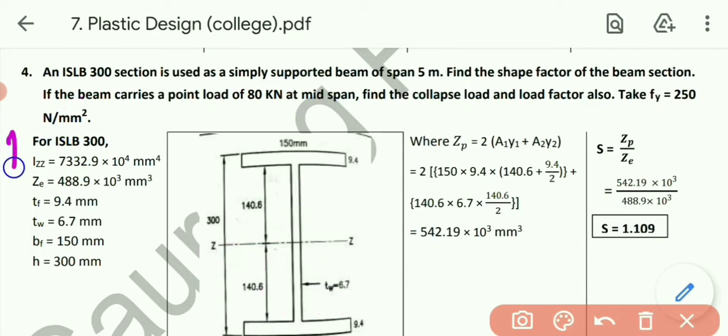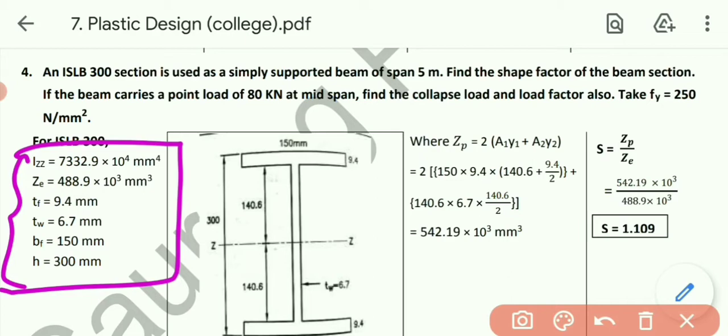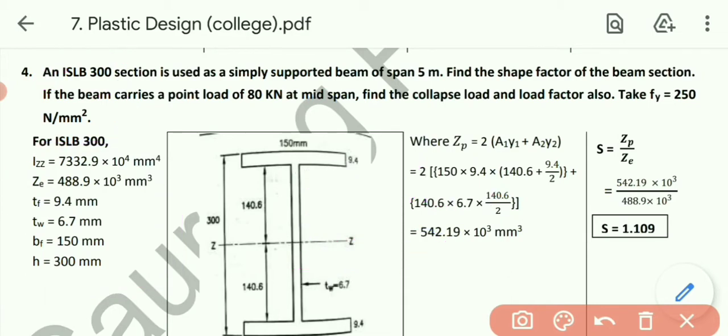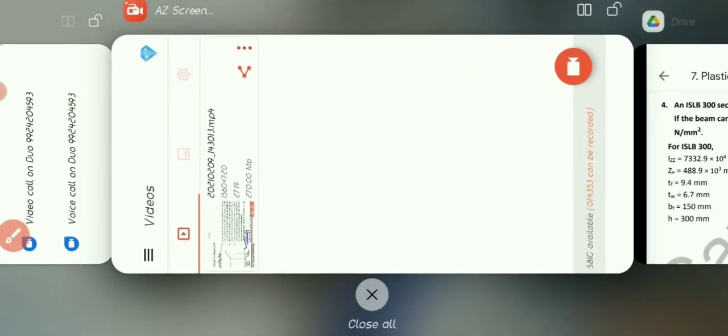So first of all, the ISLB 300 section is given. In the previous video lecture also, I have taught you how to take these properties from the steel table, or we can say from IS 800. These values can be derived, or we can say this is the property of ISLB 300, which we can easily get from IS 800, page number 138, I think. So from that one we can easily derive this value. Let me show you, just a minute.